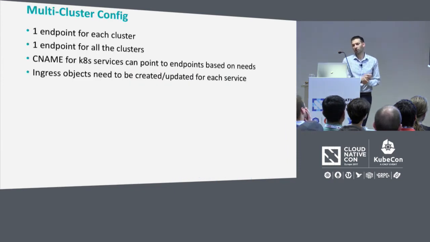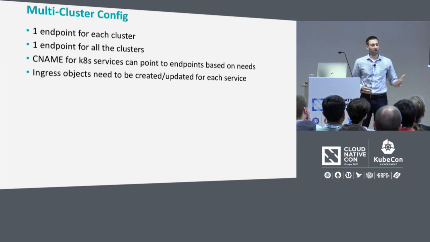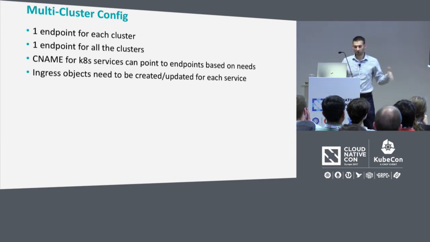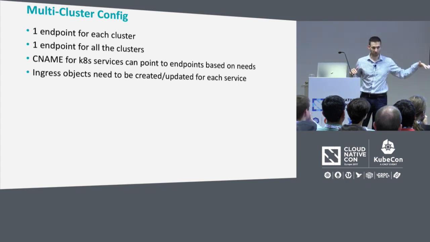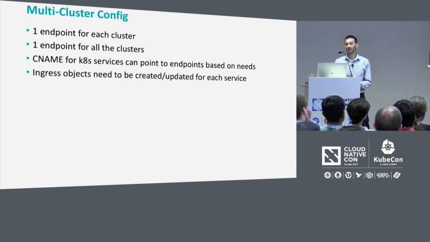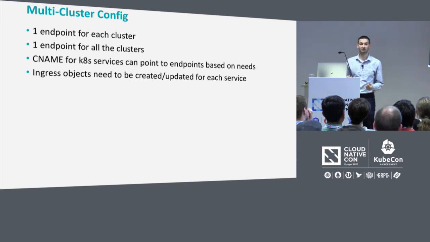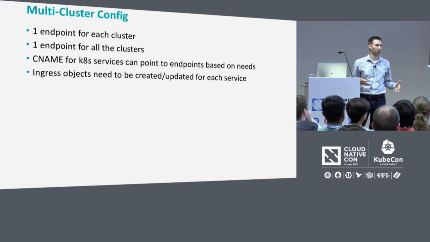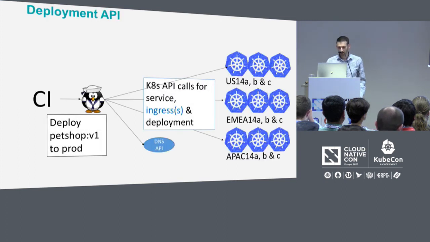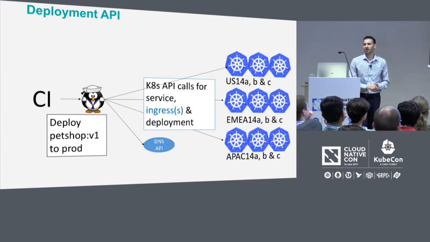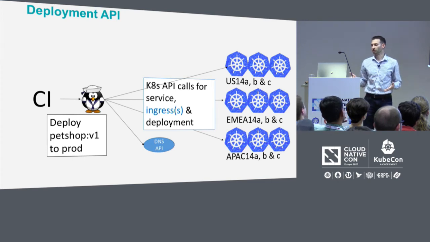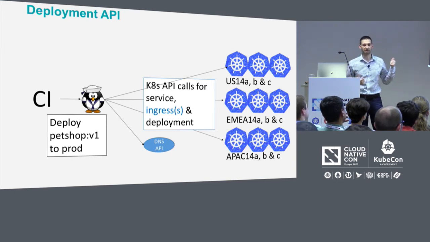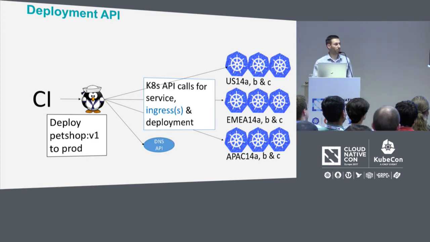To make that work, you'd have to have multiple endpoints, one for each cluster and one for all of the clusters. You'd need a way of creating that CNAME for each service so that Ingress can route the traffic, and you'd have to create the Ingress objects for every service as well. Fortunately, it's pretty easy to do because we already have an abstraction here. Adding ingresses and a DNS API call to each deployment is just a matter of updating our Skipper tool, so it would be clean and straightforward.